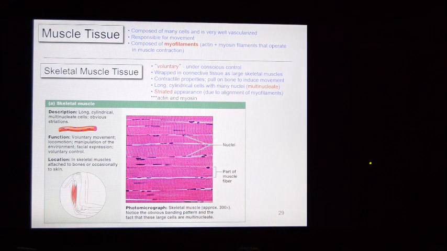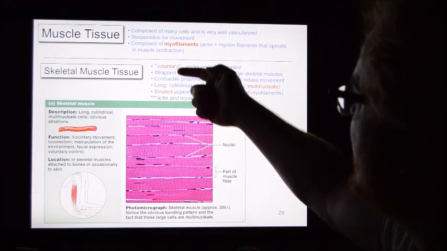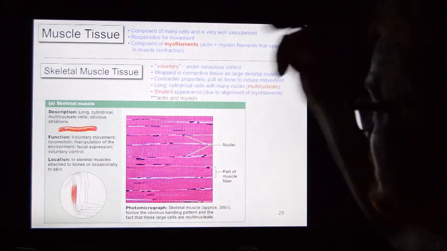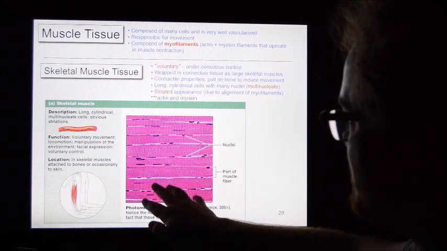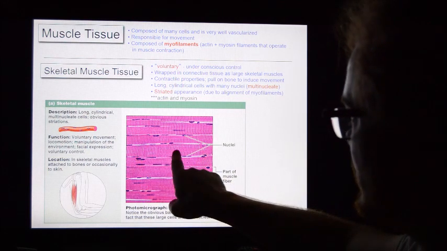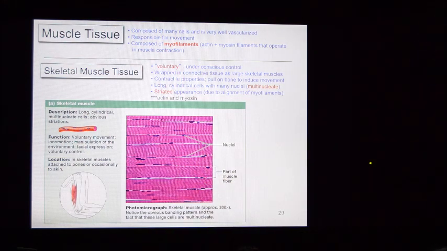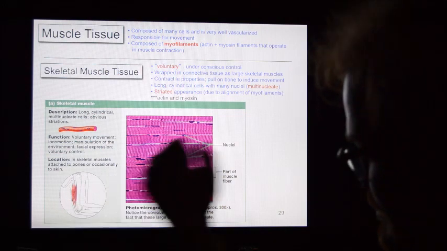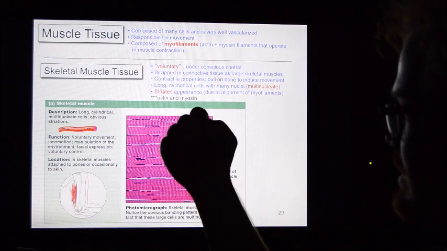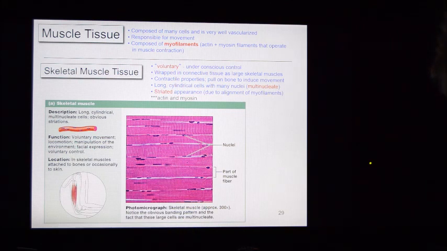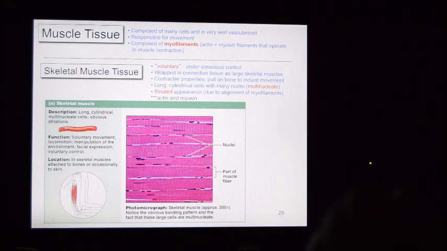Skeletal muscle is considered striated and voluntary. Now what I mean by that, striated, it's got a striped appearance. You can see the stripes in this quite clearly. And it is voluntary, meaning that we are under conscious control of it. I can think flex bicep and my bicep flexes. I can think open hand and my hand opens. That's because those are controlled by skeletal muscle, which is voluntary. I am consciously controlling it.